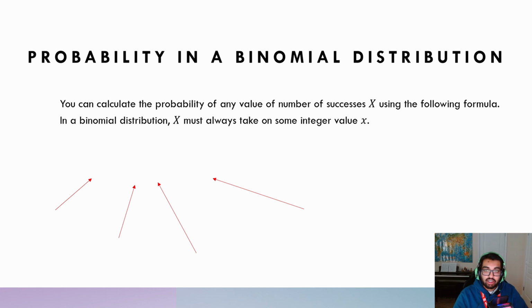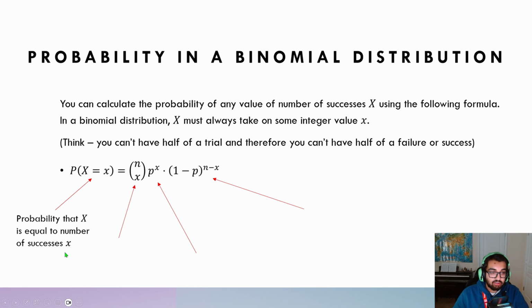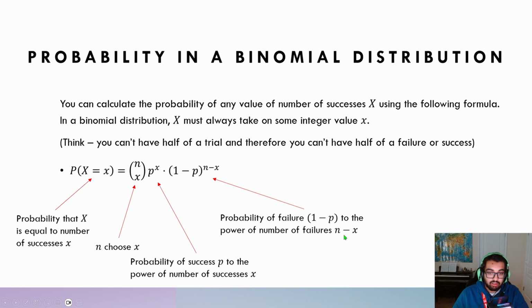So this is the formula that we use to calculate the probability of any number of successes. And the probability of your event X is always going to take on some integer value. So you can't have half of a trial, so you can't have half of a failure or success. So here's the probability that X is equal to the number of successes. This is N choose X, which is a long and complicated formula that we don't really need to know. This is the probability of success to the power of number of successes, and this is the probability of failure to the power of number of failures. So this looks like a really complicated formula, but it's actually not that bad.